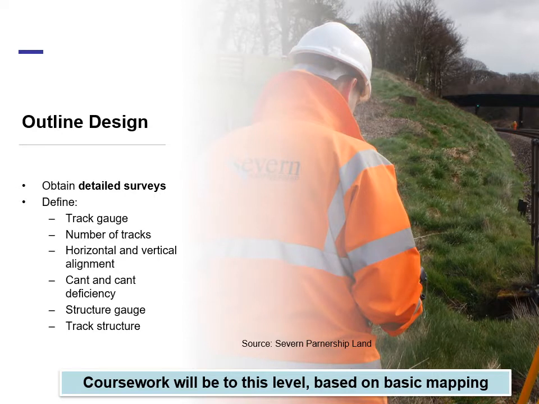So then we move on to outline design. At this point, we then get detailed surveys. So in the design, we must define the track gauge, the number of tracks, the horizontal and vertical alignment, the cant and cant deficiency, structure gauge, and track structure. So the coursework you're going to be doing this trimester is going to be based on basic mapping and producing outline designs for a new high-speed route.